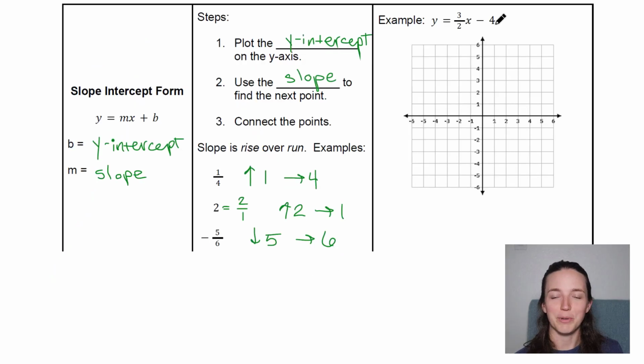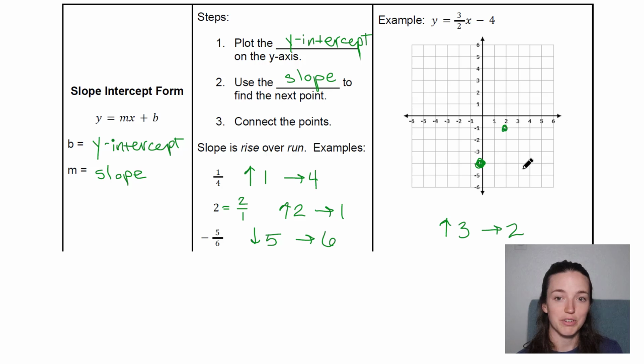Okay, so let's do an example. The y-intercept of this equation is -4. So we're going to put a point down here at -4. This slope is 3/2. So from that point, we're going to go up 3, right 2. So 1, 2, 3, and over 2 would be right here.